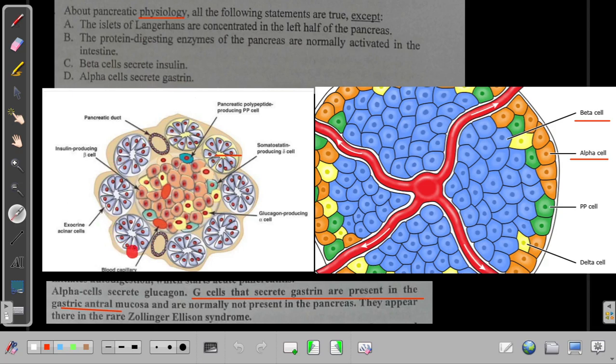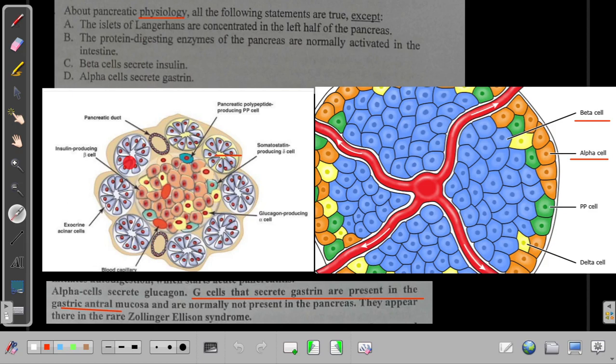This is a drawing of the histology of the pancreas. This is the islet of Langerhans, consisting mostly of beta cells, which secrete insulin, and alpha cells in the periphery of the islets, which secrete glucagon, and delta cells, which secrete somatostatin, and gamma cells, which secrete pancreatic polypeptide. And surrounding these islets of Langerhans, we have the acini of the pancreas, which secrete the enzymes of the pancreas, the exocrine part of the gland.